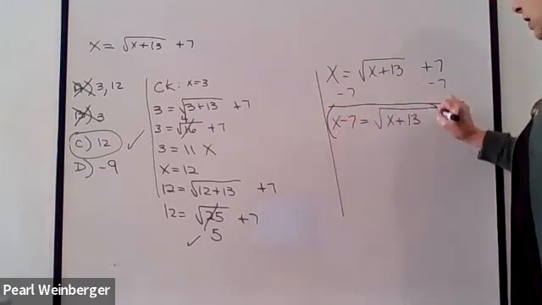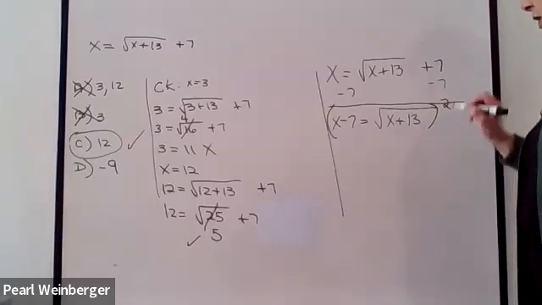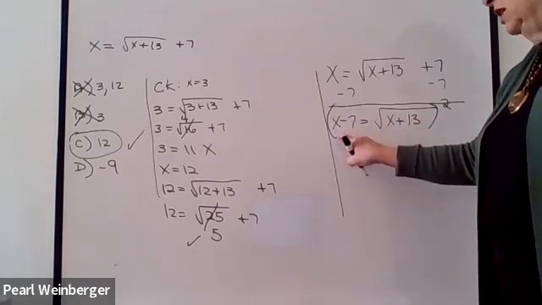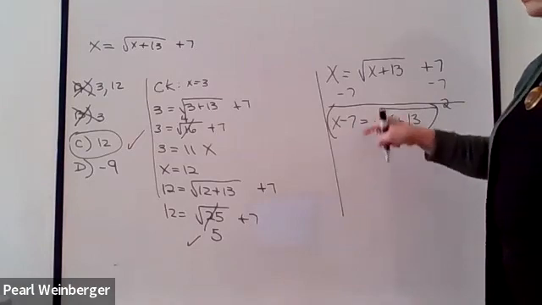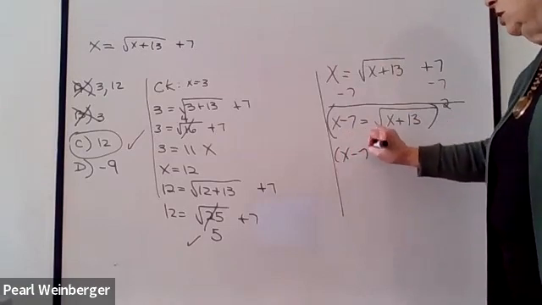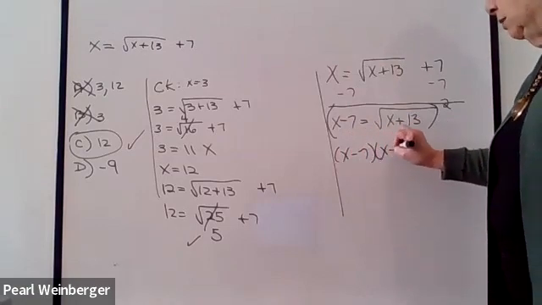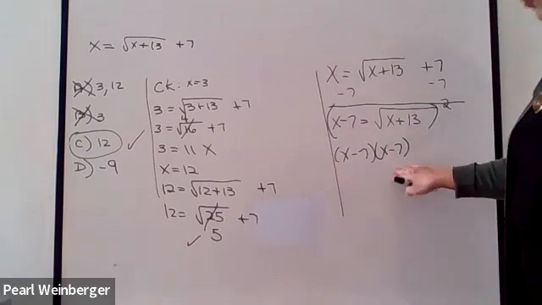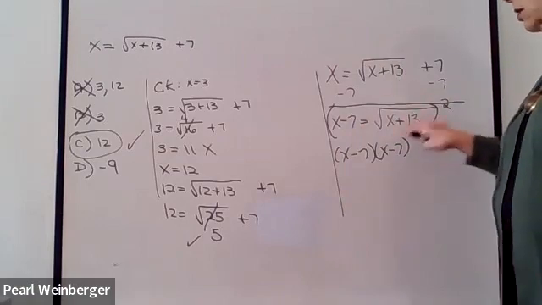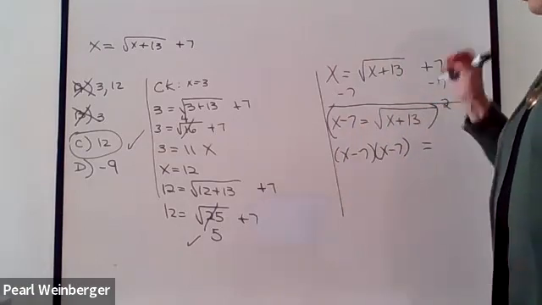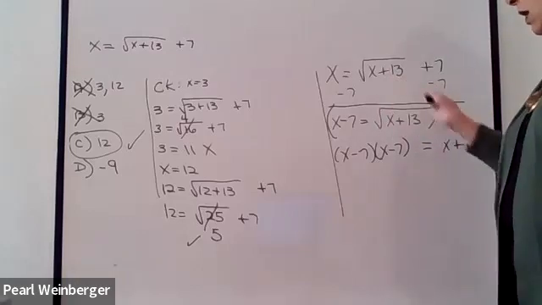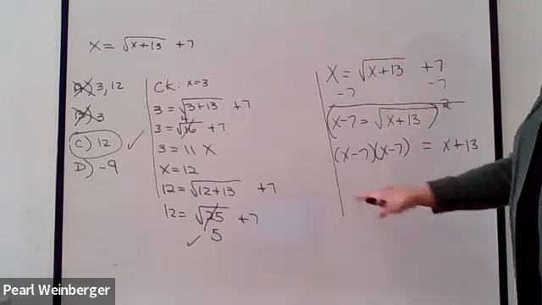And now, since I have the radical by itself, I'm going to square both sides to get rid of the radical. So the side that looks simpler actually involves a lot more work, because I have to multiply the x minus 7 by the x minus 7. And I have to do it as FOIL because it's a binomial times a binomial. The other side is simpler, because when you have a square root and you're squaring it, all you get is what's inside the square root. So squaring this radical just gives me x plus 13.